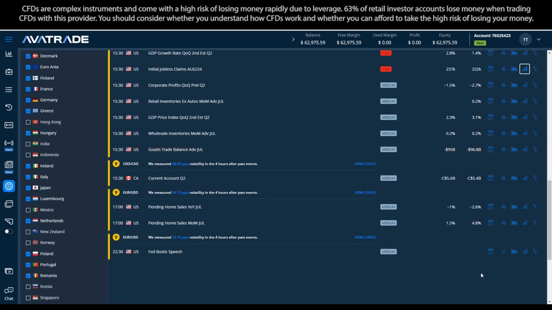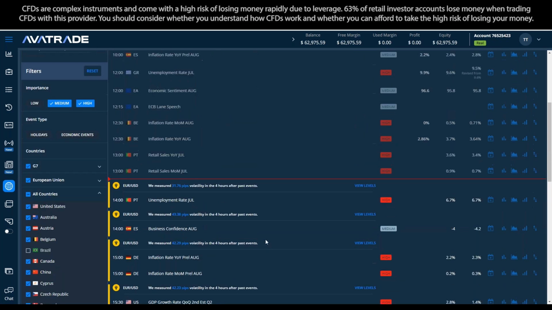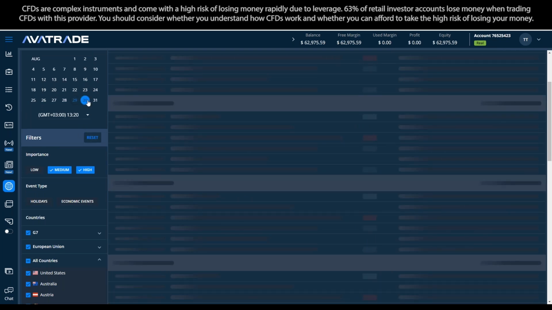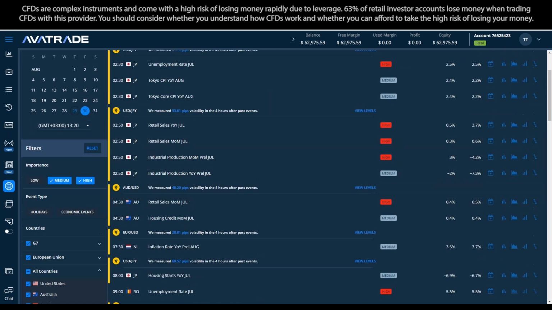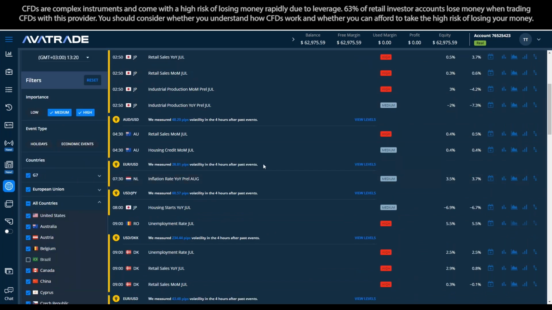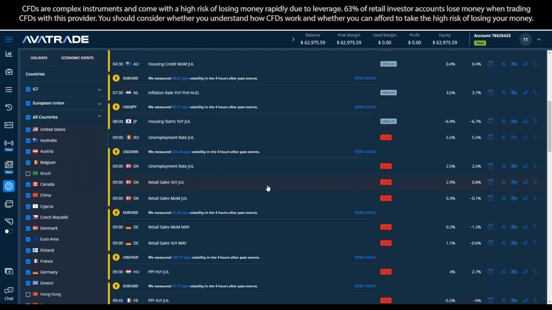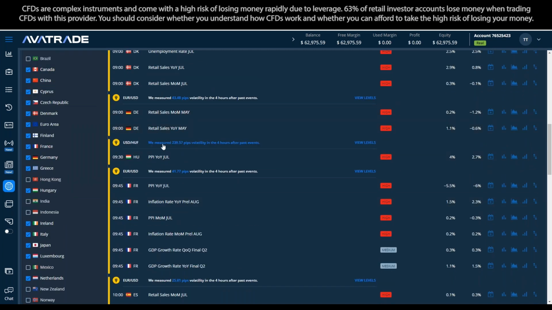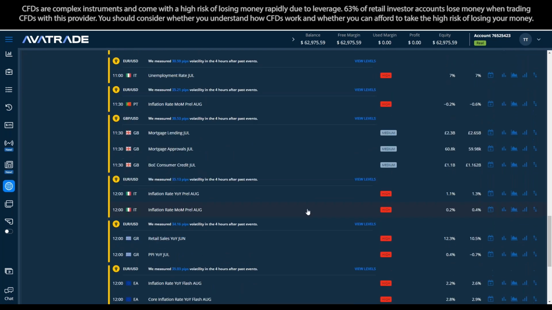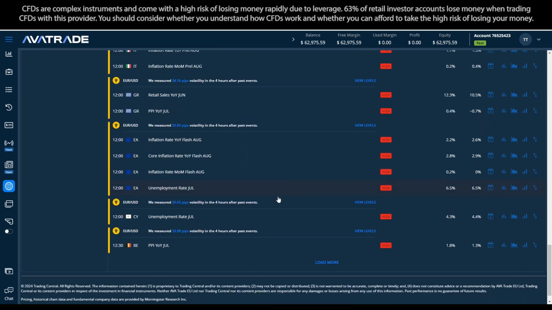Now, we can also move on to announcements on other days. I don't think we'll do that today, but you can easily jump to tomorrow's announcements and see a number of high-level announcements out of Japan involving the Japanese yen, Australia with retail sales, some more announcements out of Germany with retail sales, and a number of announcements out of Great Britain.